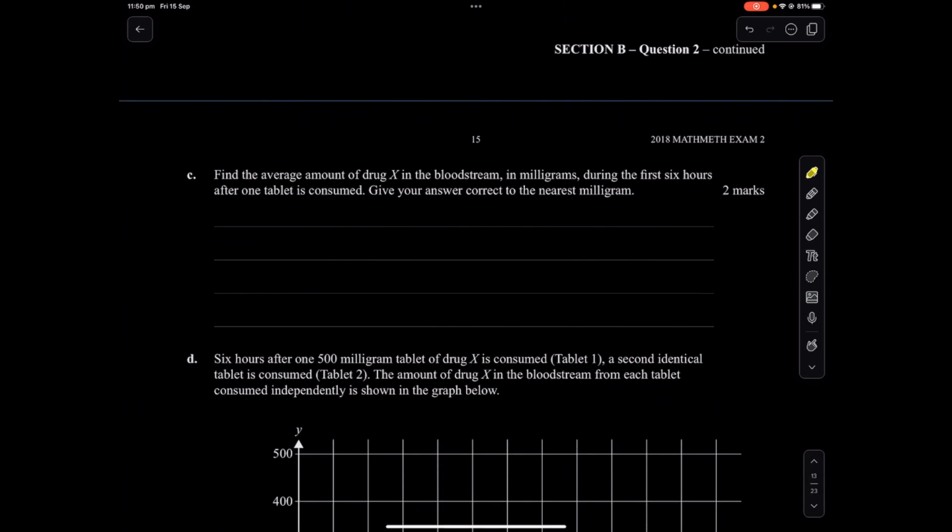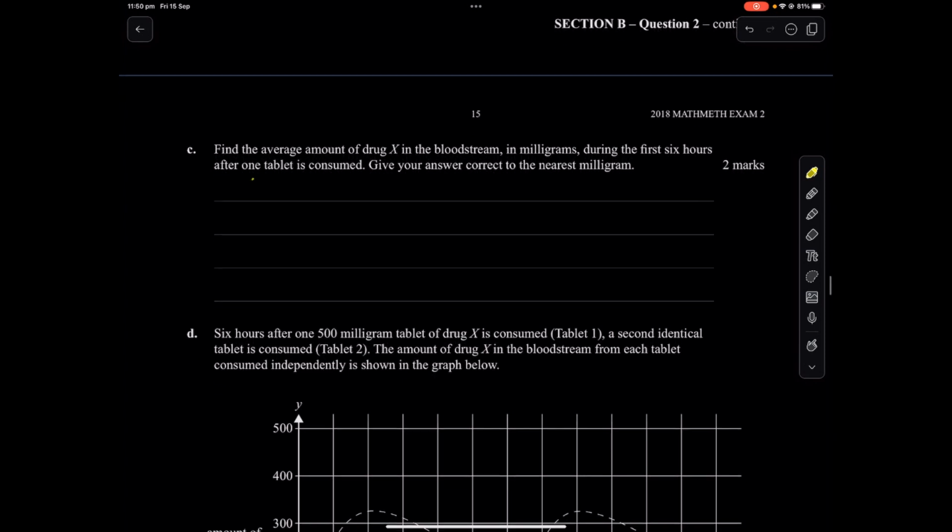Find the average amount of drug X in the bloodstream in milligrams during the first 6 hours after the tablet is consumed. So be careful here. Average amount, not the average rate. So here is the average value. So we're saying what's the average value from 0 to 6 hours. So 1 on 6 minus 0, from 0 to 6 of b of t dt.